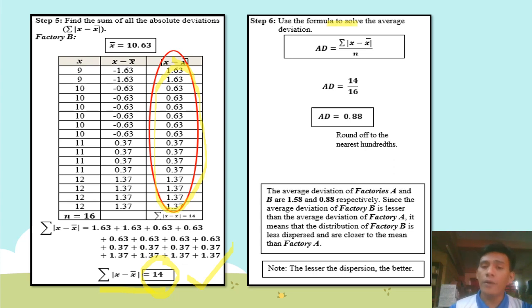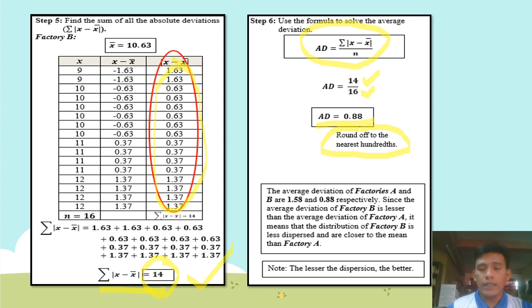Using this formula, we substitute all the values here. That will be 14 for the summation of the absolute value of x minus the mean, and n is 16. So 14 divided by 16 is 0.88. We need to round off our answer to the nearest hundredths.